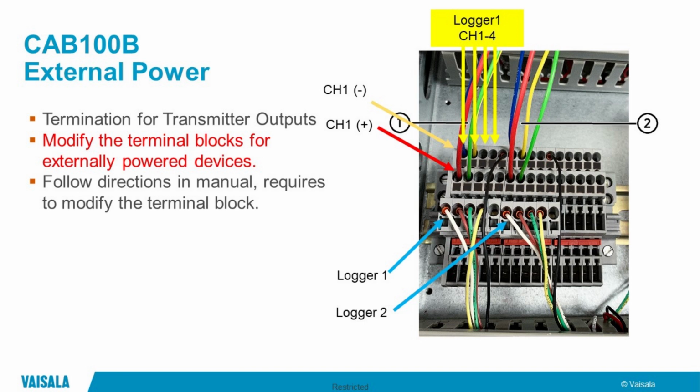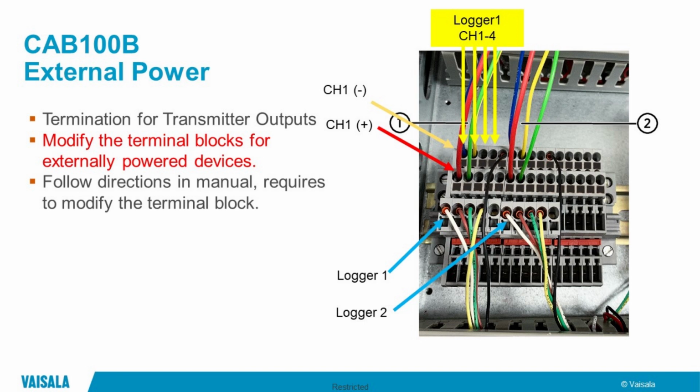So every channel that you have coming in here is going to have a positive and a negative, and all the negatives need to go to the negative terminal on the data logger, and that's what that little black wire is, and that's what all the negatives go to.